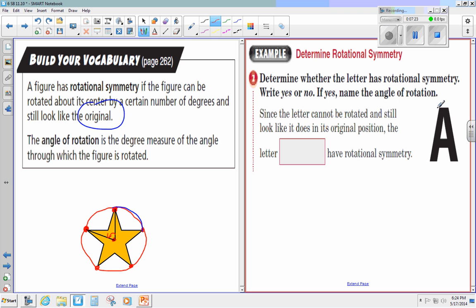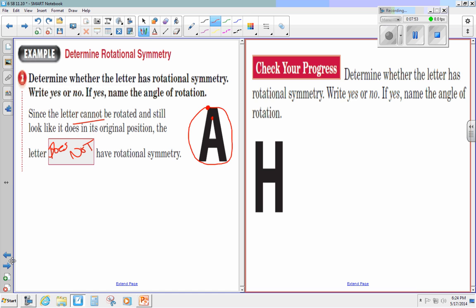All right, so looking at this point right here, or any of the points on here, pick a point and see if you can rotate it so that it'll line up on any of those original points to make it the same. Since the letter cannot be rotated and still look like the original, the letter A does not have rotational symmetry. Let's think about the H. All right, let's pick this point right here.